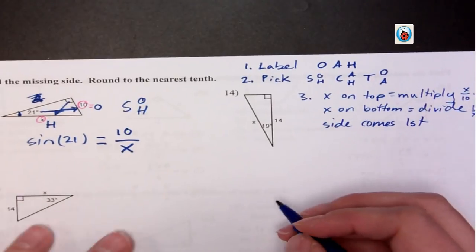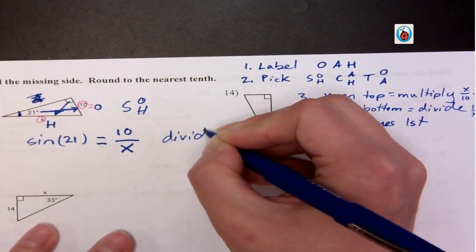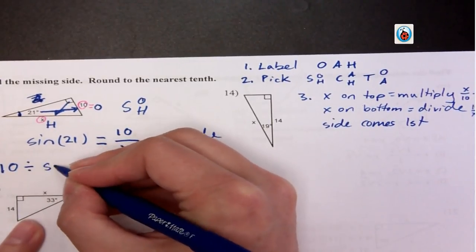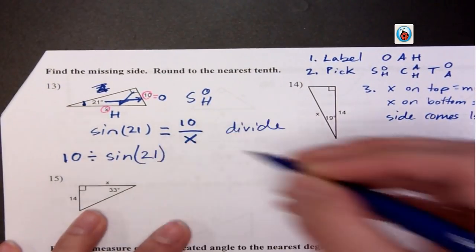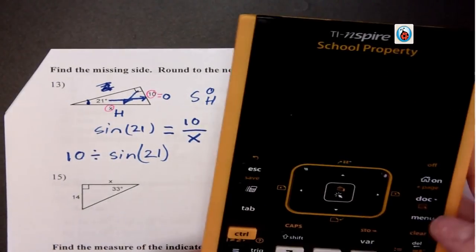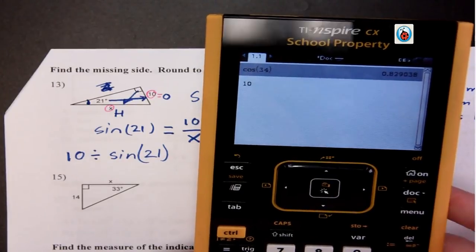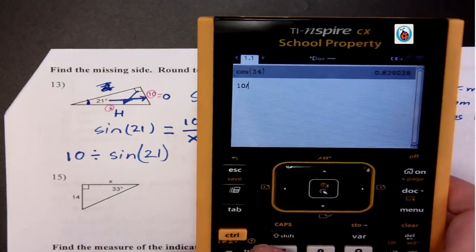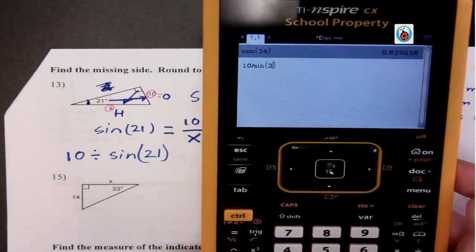So in my calculator, x is on top, so I'm going to divide. And so in the calculator, I do 10 divided by sine 21. Okay, so this is several steps. Just work through it slowly. They're very easy problems as long as you set them up right. So 10 divided by, hit my trig button, sine 21.